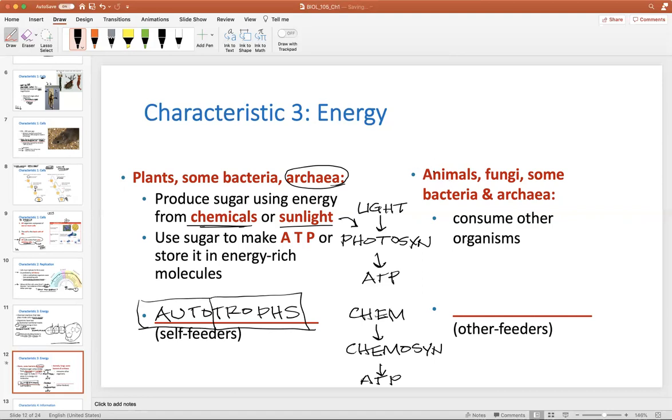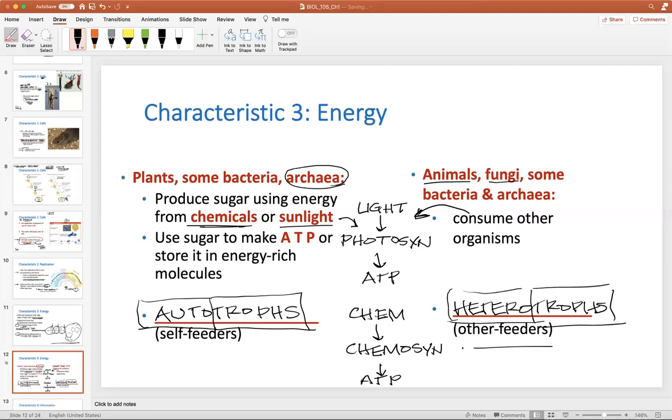Now, you guys know that we can't do that, right? Animals, fungi, some bacteria, and some archaea, we're unable to do this. So what we do, our strategy is to consume the critters that do. We consume these guys or other critters. So we have to get our energy by consuming other organisms. So we are called heterotrophs. Okay, so if troph means feeding and hetero means different or other, then we are other feeders, okay?